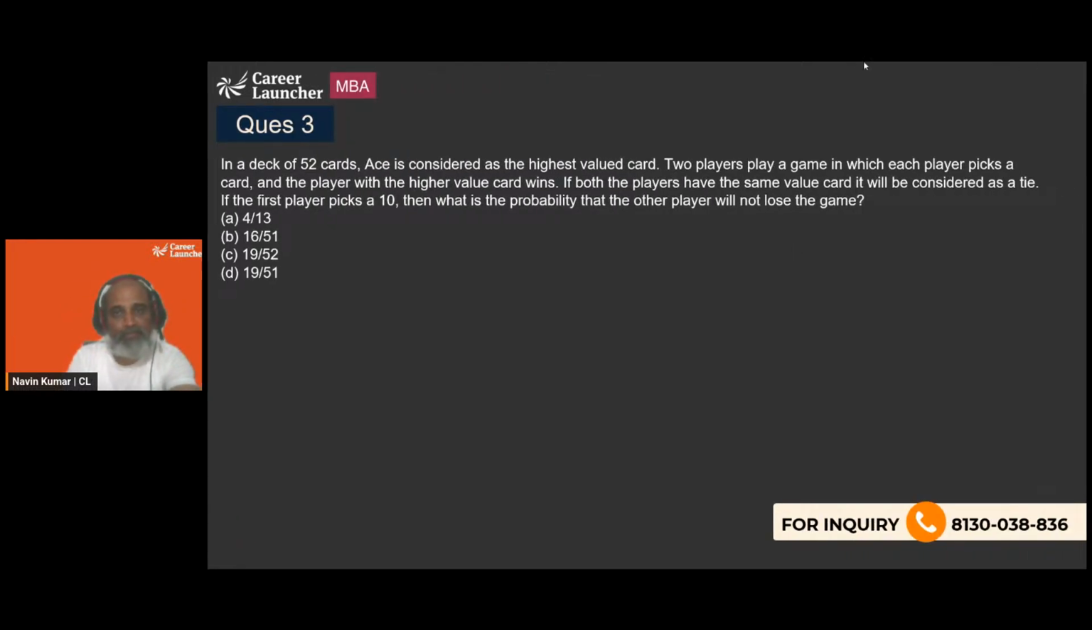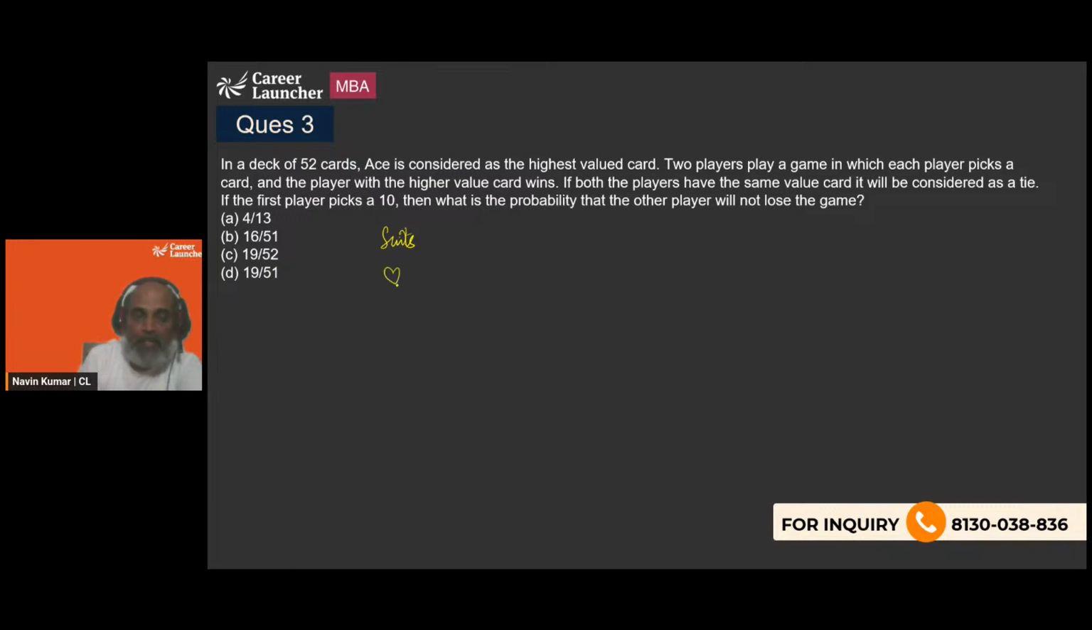Try this. So we have a deck of 52 cards, where ace is considered the highest value card. 2 players play a game in which each player picks a card and the player with the higher value card wins. If both players have the same value card, it is considered a tie. If the first player picks a 10, then what is the probability that the other player will not lose the game? So we have got 4 suits, right?